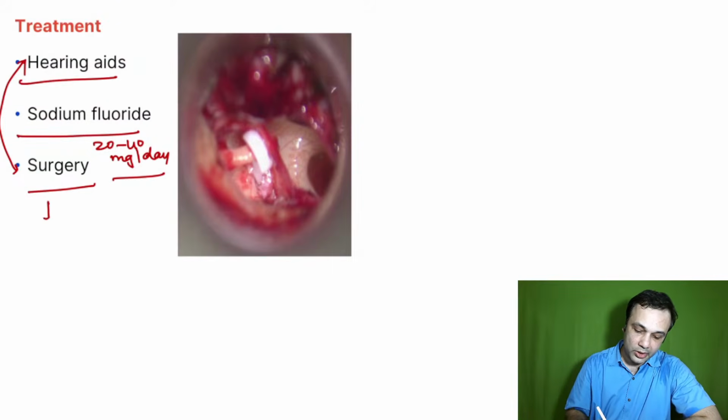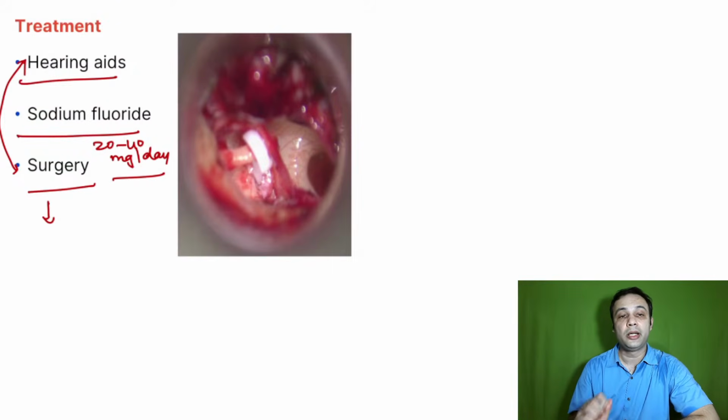So when you talk about surgery, you need to know what are the contraindications for surgery. So what are the contraindications for surgery? You have the only hearing ear, association with Meniere's disease, patient not willing for surgery. So these are a few contraindications, absolute contraindications for doing a stapedotomy.